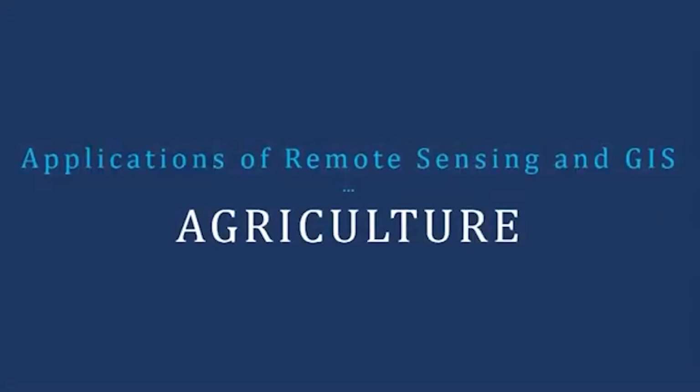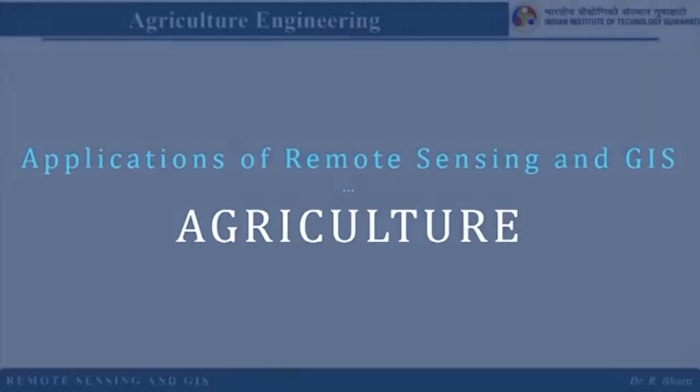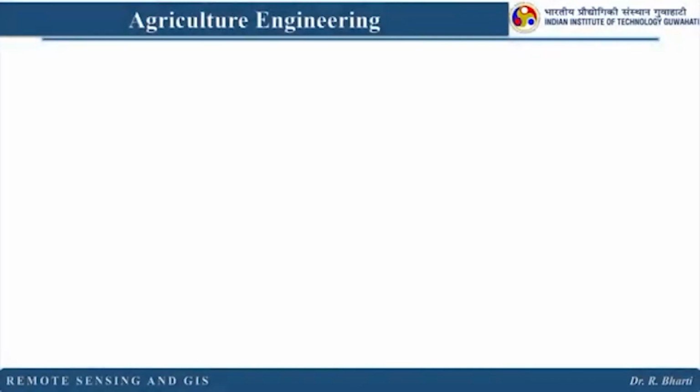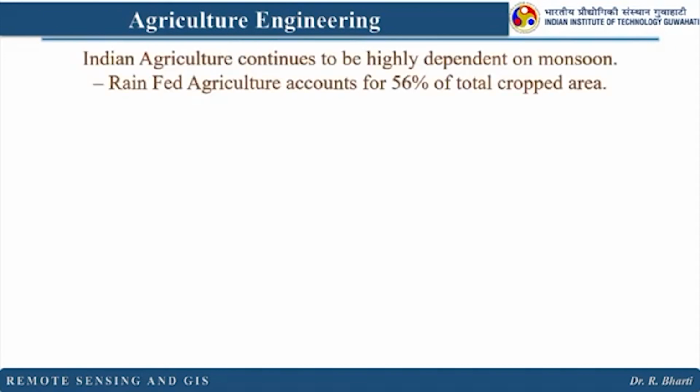Now let's see what are the different potential applications of remote sensing and GIS in agriculture engineering. So first let us start with why this agriculture engineering is so important. Indian agriculture continues to be highly dependent on monsoon, and rain-fed agriculture accounts for 56% of the total cropped area. So here you can see how important it is to monitor your rain, right? And how important this agriculture is to survive, right?